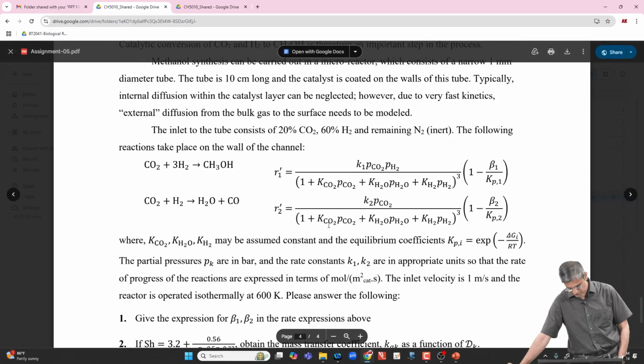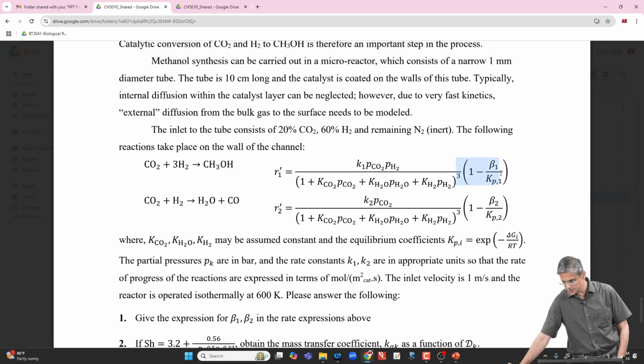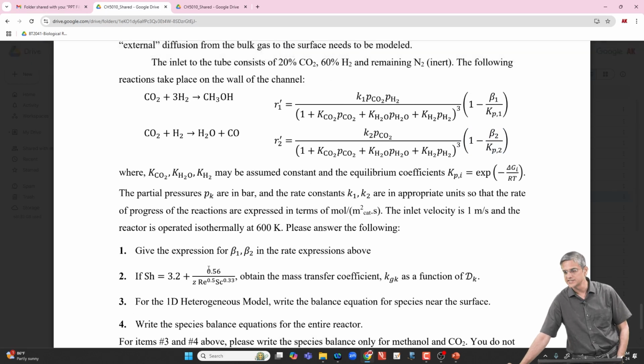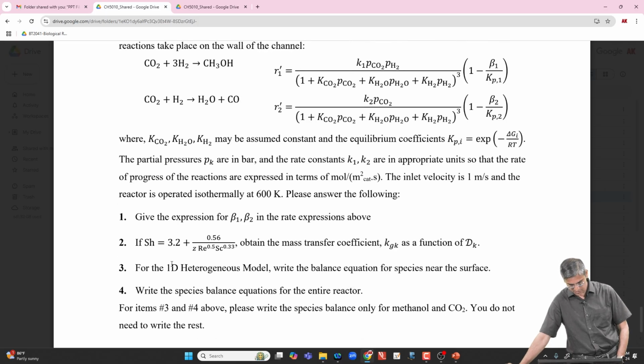Okay. So, the first question relates to your understanding of thermodynamics. Okay. The second question relates to your understanding of external diffusion, module 5A. Third question is mostly your understanding of model equations, module 1 and 2 as well as module number 8. Okay. But we are going to do what is known as 1D heterogeneous model. What that 1D heterogeneous model is, we are going to talk about in the next 10 minutes.